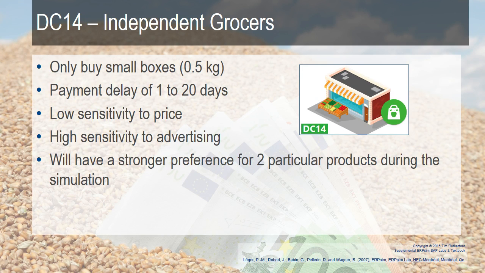They are not as sensitive to price, and they are sensitive to advertising. So it's kind of the opposite of the hypermarket. So within these, you can have a higher price as long as you have the right marketing to go along with it. So there are many of these independent grocers, but each one only has a preference for two products. So again, this is part of your strategy, is figuring out which one of the independent grocers is buying which products, and then that factors into your strategy.